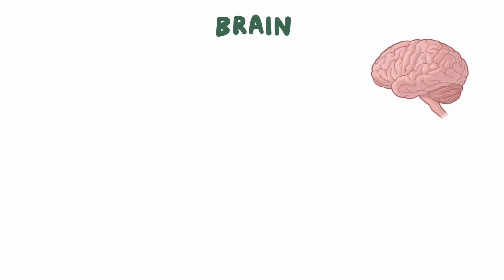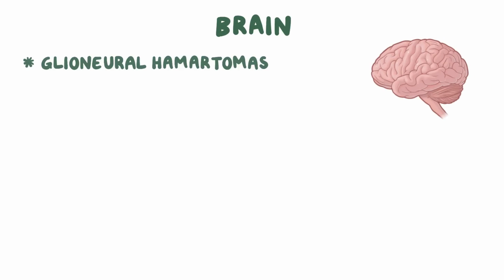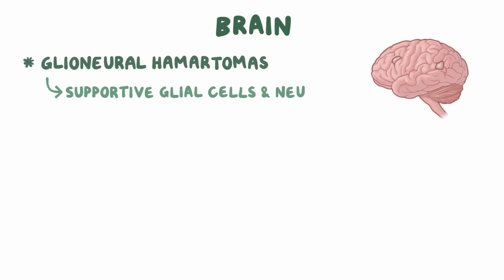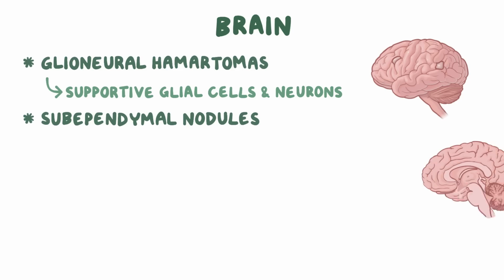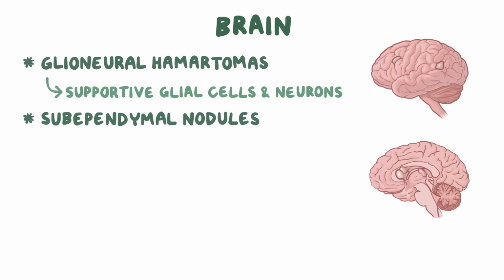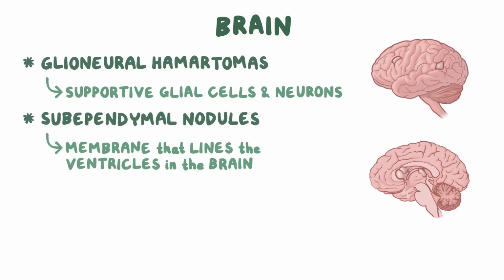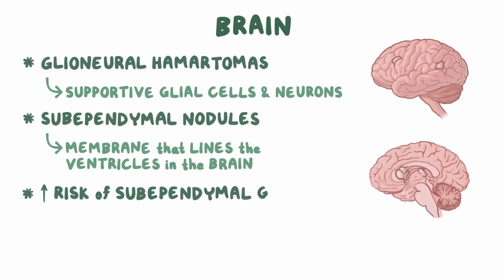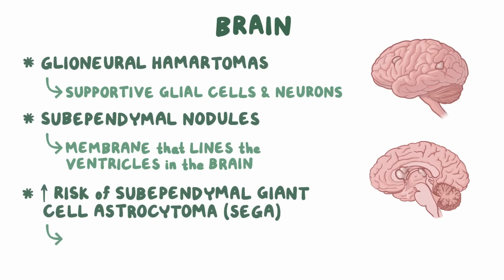In the brain, the most common growths are glioneural hamartomas, also known as cortical tubers. They arise from supportive glial cells as well as neurons. Next most common are subependymal nodules, which are hamartomas that form under the ependyma, the thin membrane that lines the ventricles in the brain. Individuals are also at an increased risk of developing a subependymal giant cell astrocytoma, or SEGA, which is a type of cancer that can arise from the subependymal nodules.